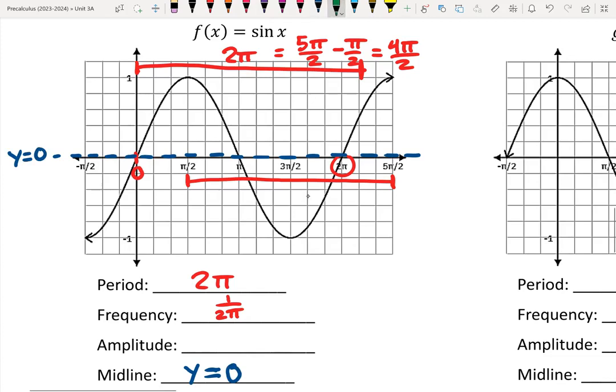And now amplitude is that distance from the midline to our bumps. What is the height of those bumps? A distance of 1, right? So my amplitude is 1. Okay?